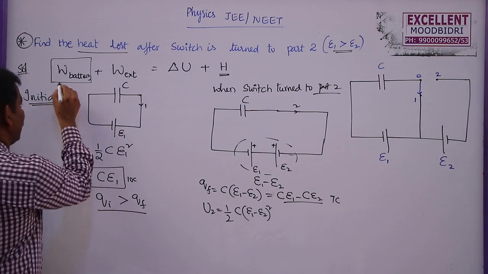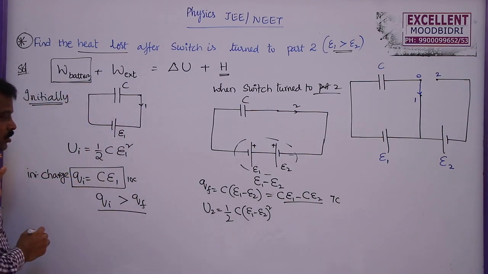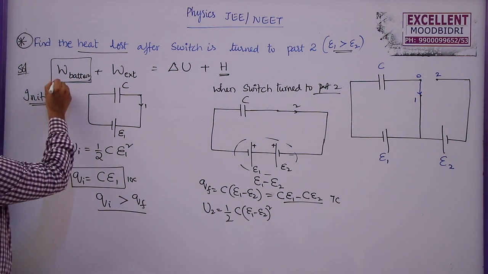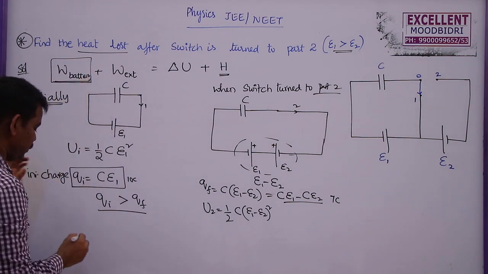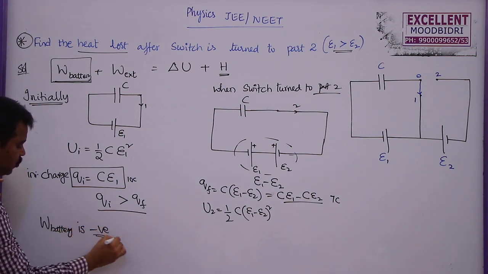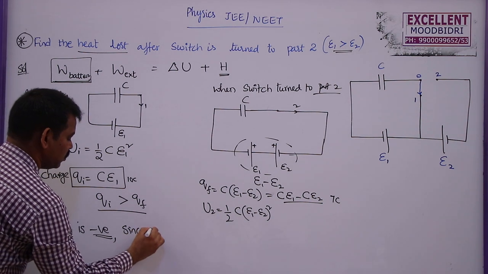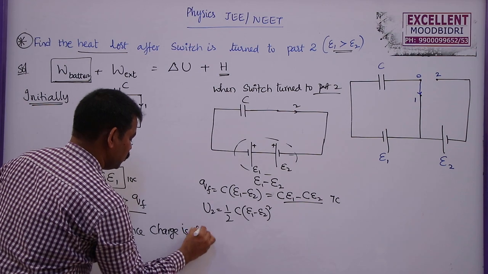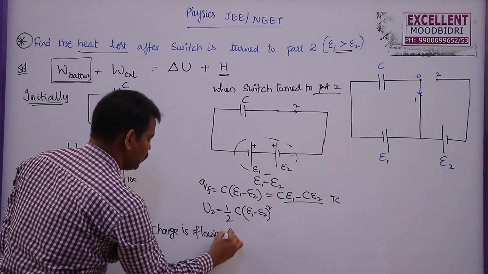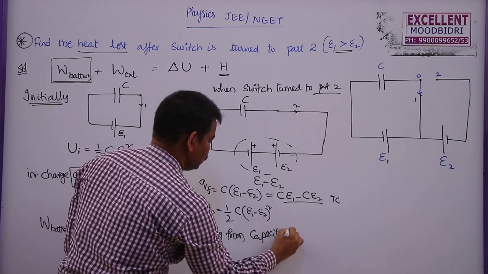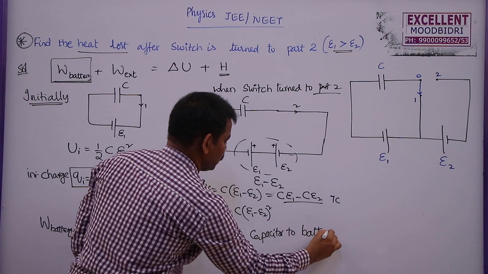So now what is the work done by the battery? Work done is equal to potential into charge. This work done is negative. Please remember, the work done by the battery is negative since charge is flowing from the capacitor to the battery.